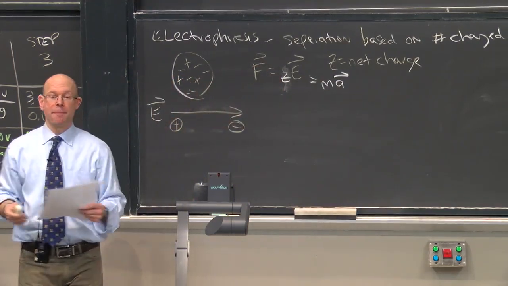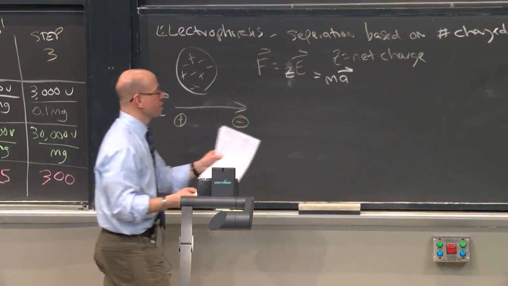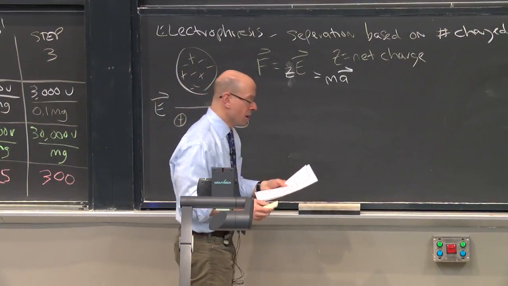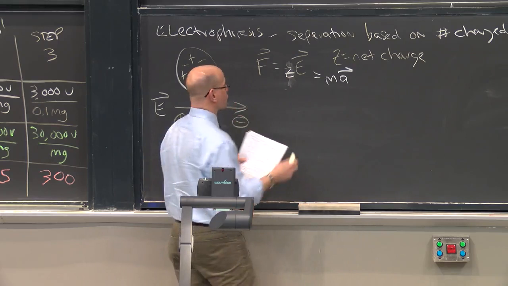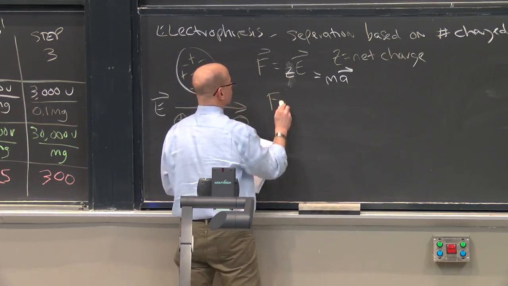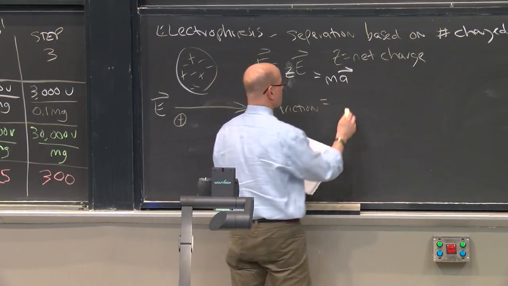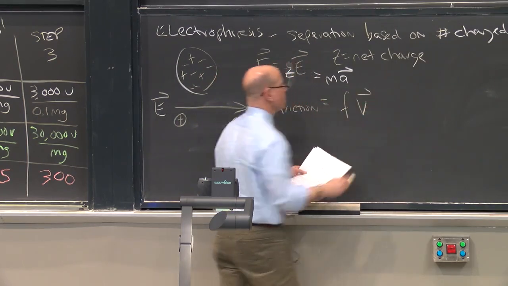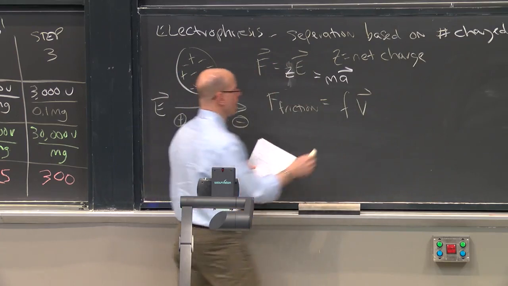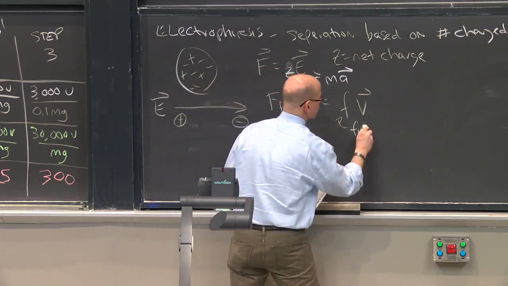So now what's going to happen? That particle is going to move faster and faster and faster in that electric field, except it's going to be opposed by a frictional force. So the frictional force that's going to oppose the movement, we'll call it F friction, is simply equal to F times V. V is, of course, the velocity here, and F is this frictional coefficient.